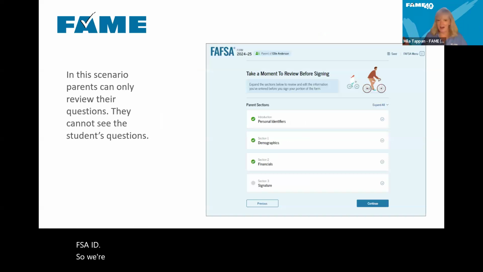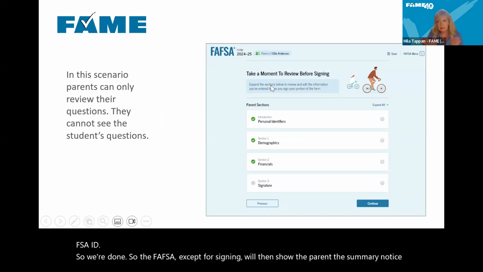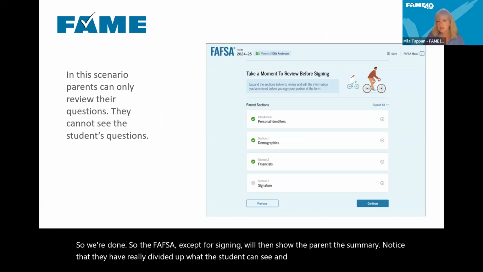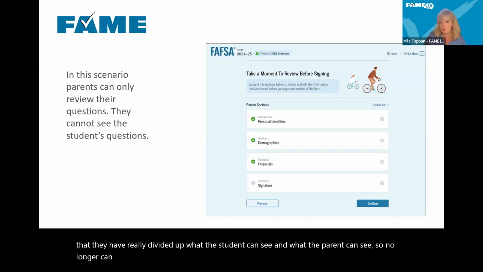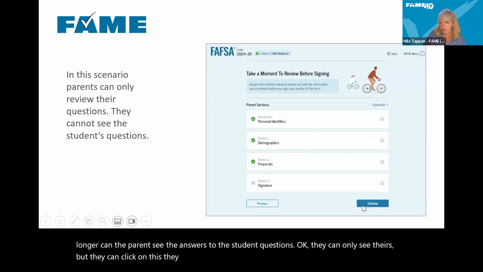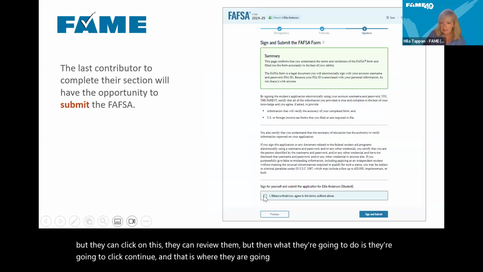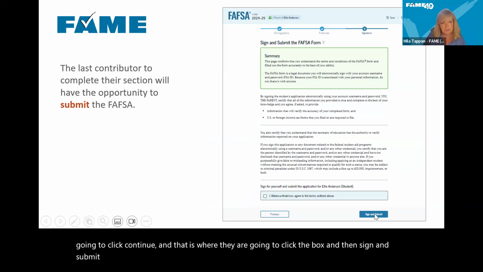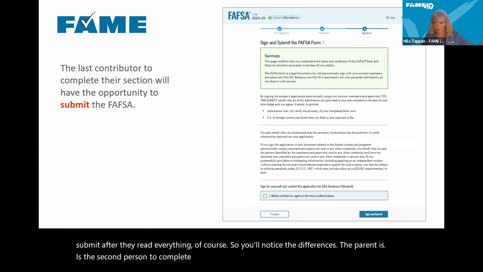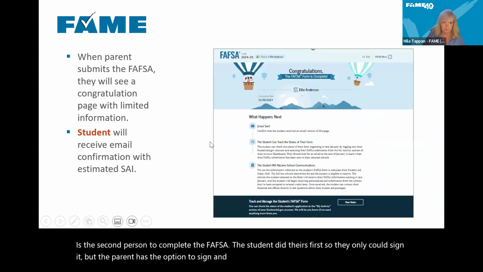So we're done. The FAFSA, except for signing, will then show the parent the summary. Notice that they have really divided up what the student can see and what the parent can see. So no longer can the parent see the answers to the student questions. They can only see theirs, but they can click on this and review them. Then they're going to click continue, and that is where they are going to click the box and then sign and submit after they've read everything, of course. You'll notice the difference is the parent is the second person to complete the FAFSA. The student did theirs first, so they only could sign it, but the parent has the option to sign and submit. When the FAFSA is submitted by the parent, they will see this.